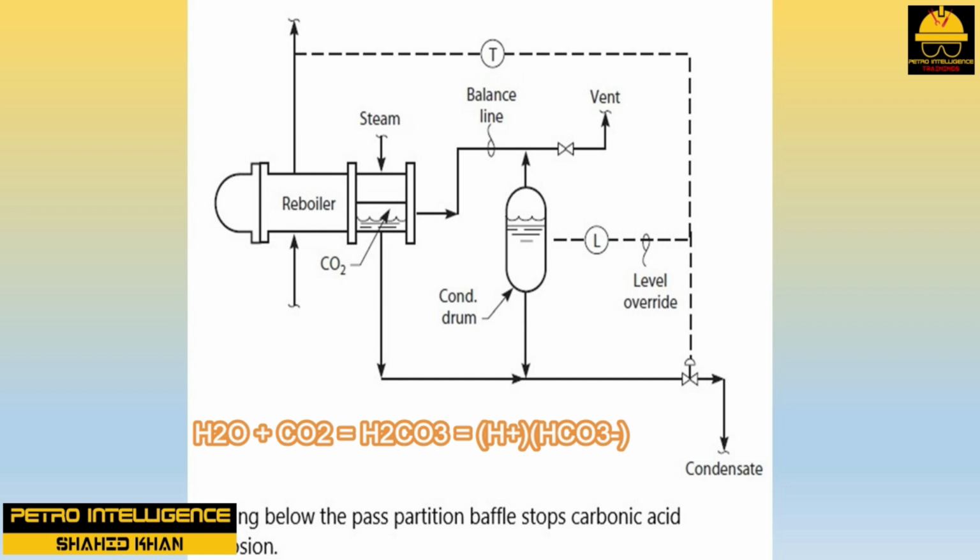H2O plus CO2 equals H2CO3 equals H+, HCO3-. That is, carbonic acid will be formed. Carbonic acid is quite corrosive to carbon steel. Reboiler tube leaks, associated with steam side corrosion, are almost certainly due to carbonic acid attack. Venting the channel head through the balance line shown in this picture will prevent an excessive accumulation of CO2.